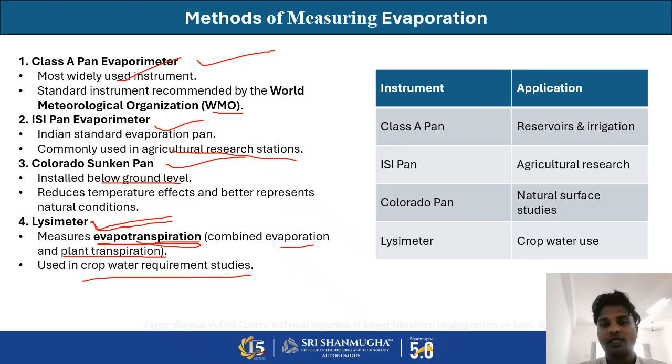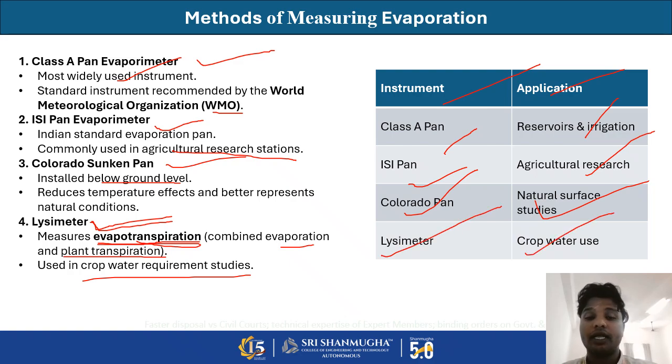Here the table is given, the instrument with its applications. Class A pan is used in reservoir and irrigation. Then ISA pan is for agriculture research, Colorado pan is for natural surface studies, and lysimeter is for crop water use. So these are the important things about the instruments, the evaporimeters used for particular applications.